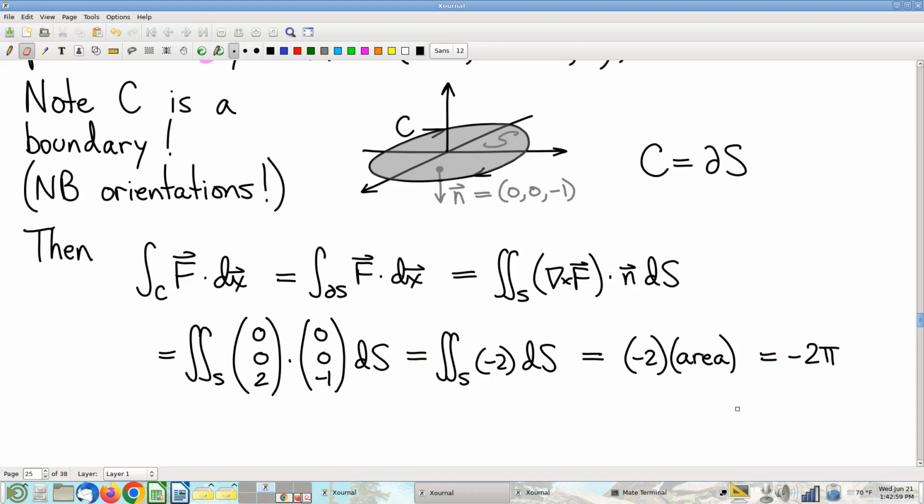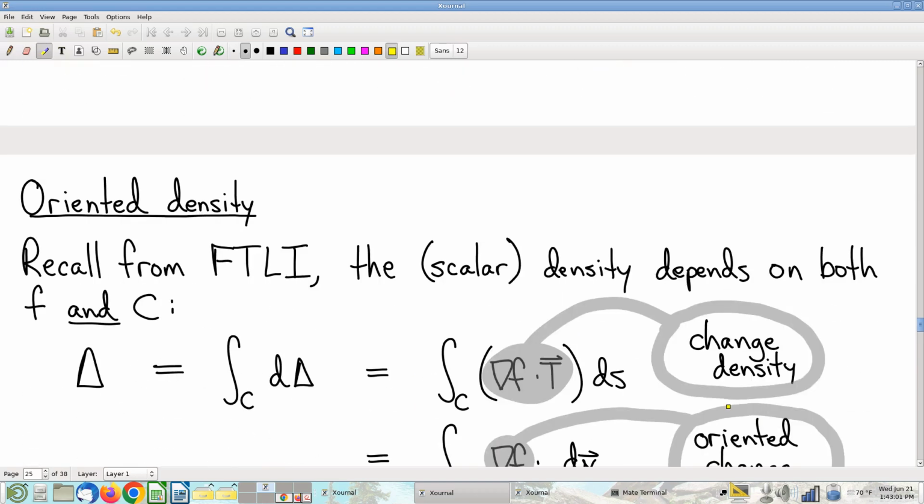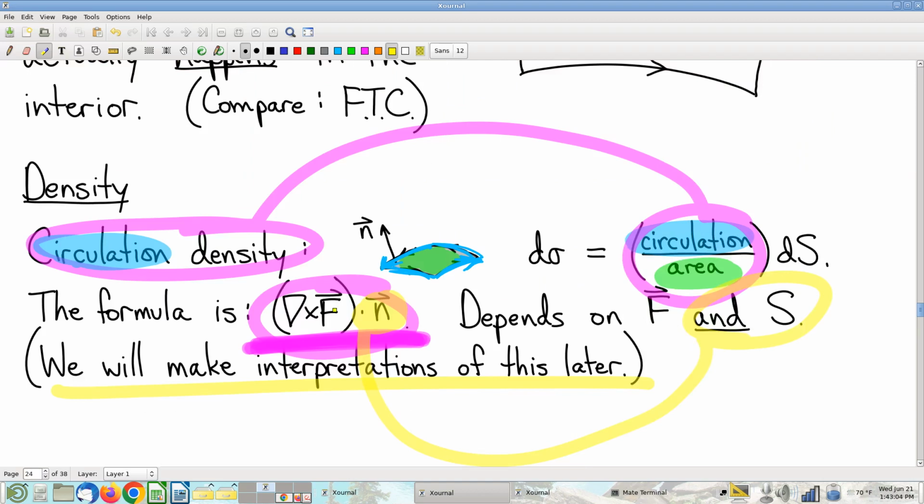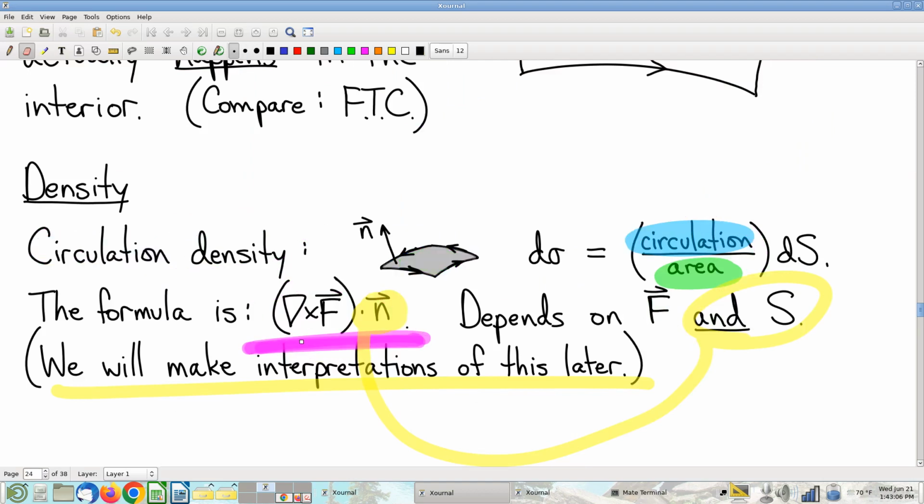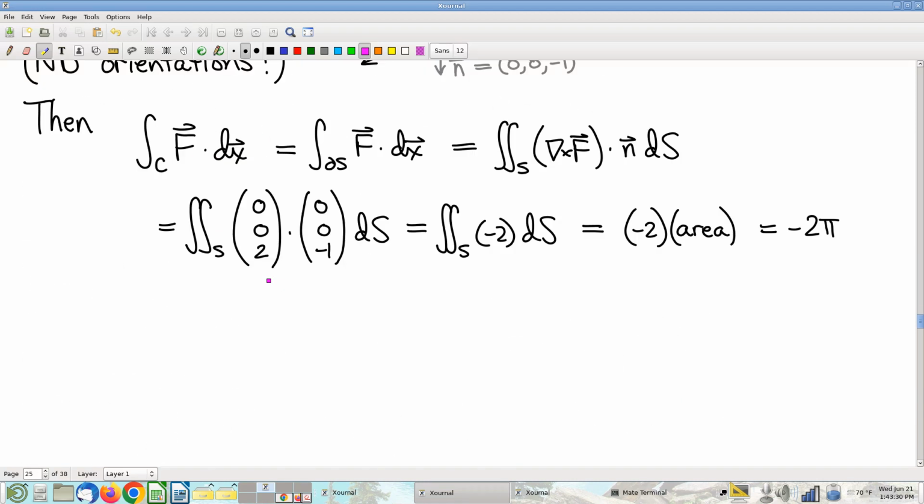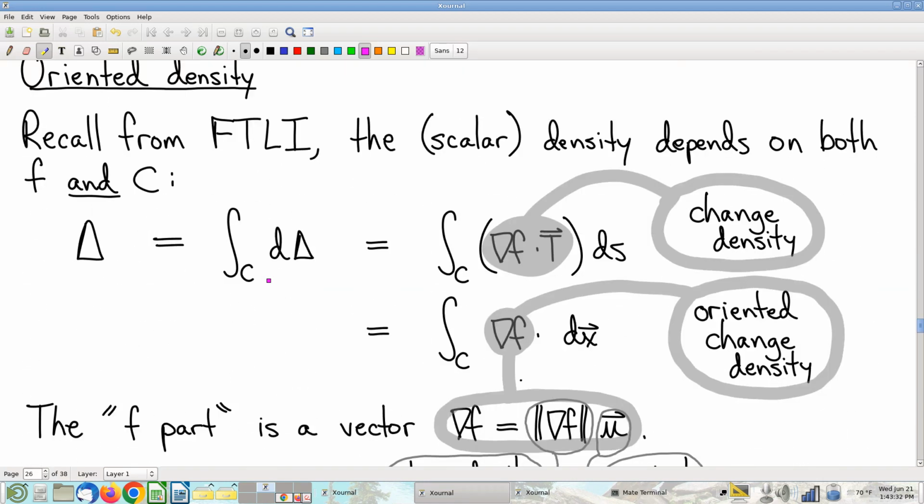Okay. Real quick observations. I made this observation back here that we'll make an interpretation later of what's the deal with our circulation density depending on orientation. And I made this up to be a really big deal that we've never seen before. I swept something under the rug there. In fact, we have previously seen a density that depends also on the orientation of the domain. And it happened with the fundamental theorem of line integrals.